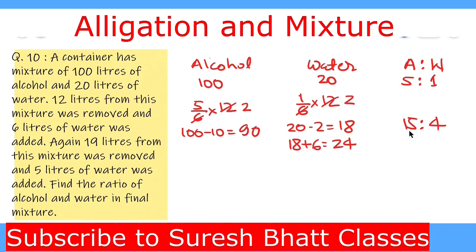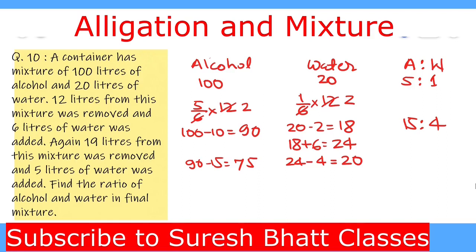It means that in the mixture 15 parts is alcohol out of 19 parts. 15 plus 4 is 19 parts of mixture, and water is 4 parts out of 19 parts. So in 19 liters we can say that there is 15 liters of alcohol and 4 liters of water. So we withdraw 15 liters from 90 liters. So 90 minus 15 equal to 75 liters of alcohol is left over, and 24 minus 4 is 20 liters of water is left after withdrawing the 19 liters of the mixture.